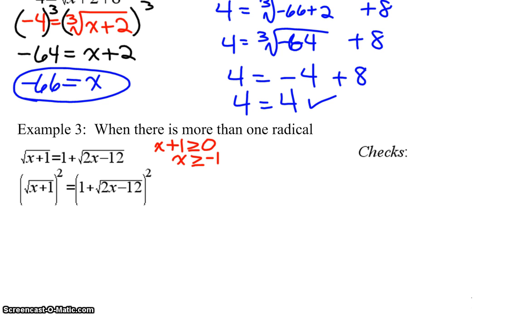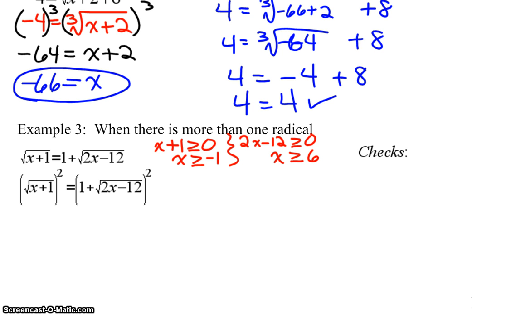For the second radical, 2x minus 12 has to be greater than or equal to 0. So from this one, I will end up with x has to be greater than or equal to 6. Now, that means my solutions have to be at least greater than or equal to 6. It has to fit both parts of the equation. The only way you can do that, it's an and. It has to be greater than or equal to 6. So if I end up with a solution that's less than 6, my domain is going to throw it out.